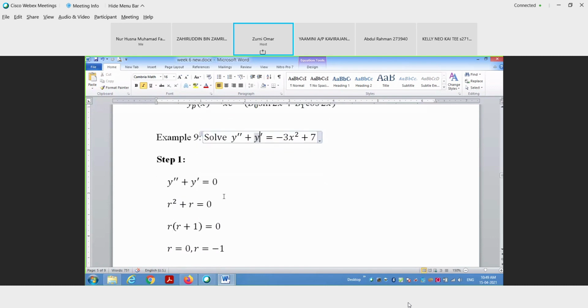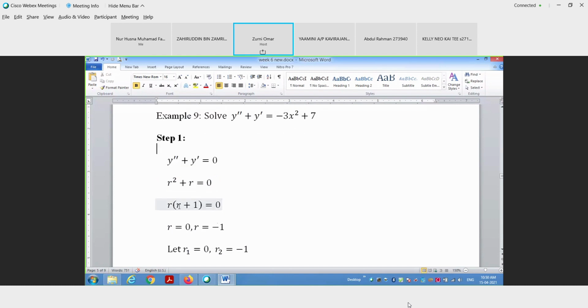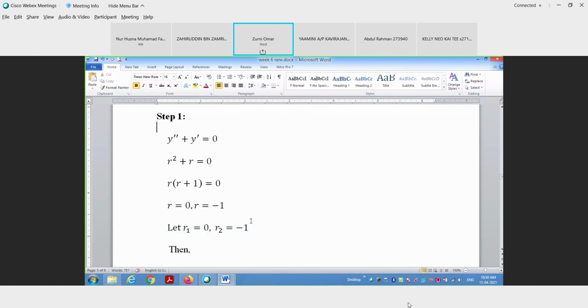The first step, you need to find yh. You make g(x) equal to 0. That's why we have y double prime plus y prime equals 0. You transform this into the characteristic equation. So you have r squared plus r equals 0. You take r out, so r times (r plus 1) equals 0. That means r equals 0, r equals minus 1. So we have two distinct real roots, where r1 equals 0, r2 equals minus 1.